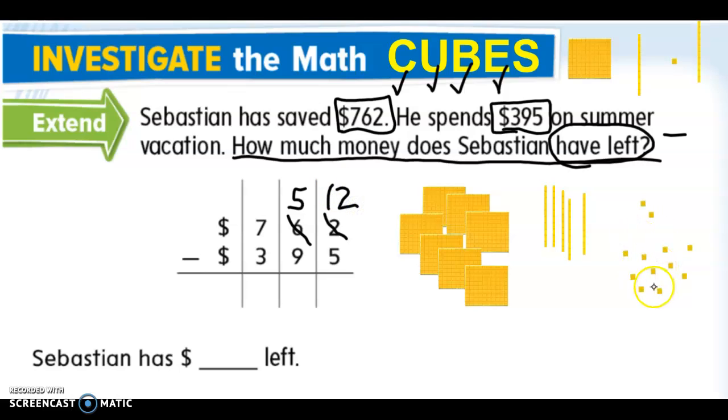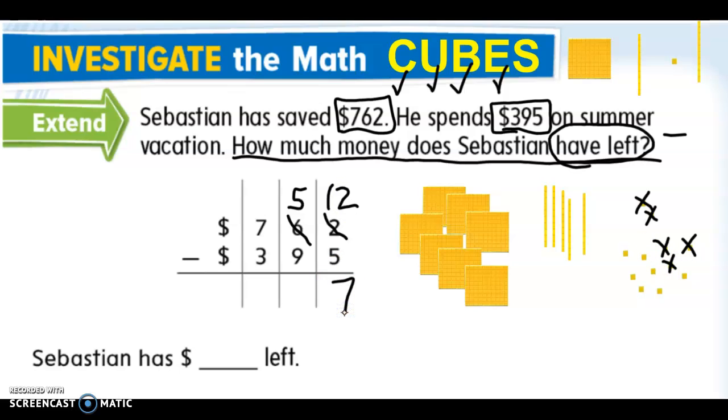And now that we have 12 ones, we can easily take 5 away. So we'll just cross them off. 1, 2, 3, 4, 5. And we are left with 12 minus 5, which is 1, 2, 3, 4, 5, 6, 7.